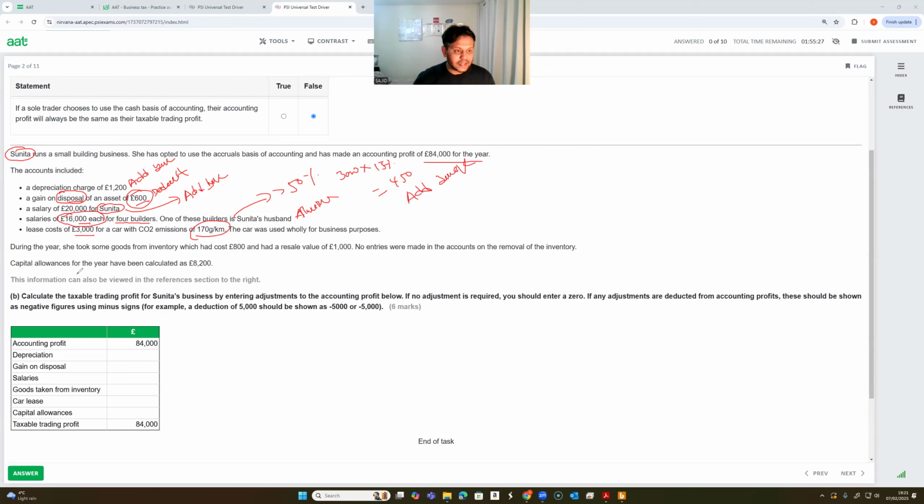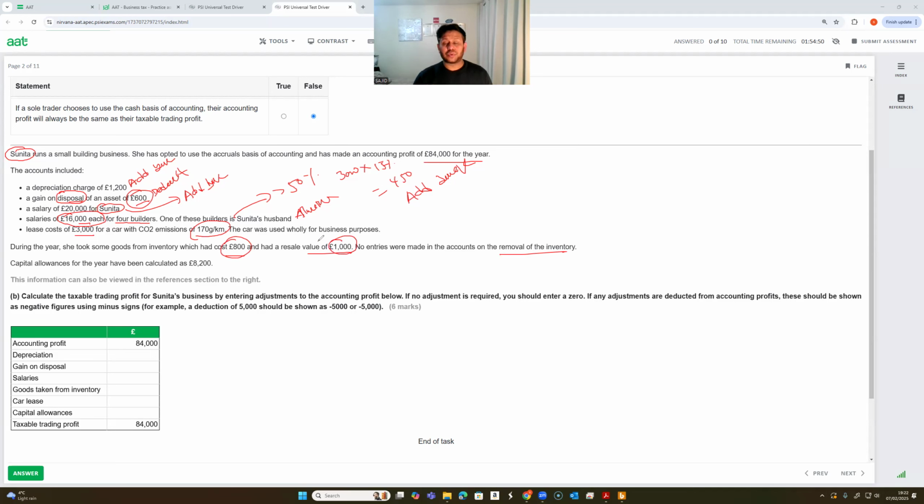The next one says during the year, she took some goods from the inventory which had a cost of 800, and had a resellable value, the selling price, of 1,000. No entries were made in the accounts on the removal of the inventory. Now it is very common in the exam. They will tell you the owner of the business took some money or sometimes some goods, inventory, from the business, and the cost is 800 and the selling price is 1,000.